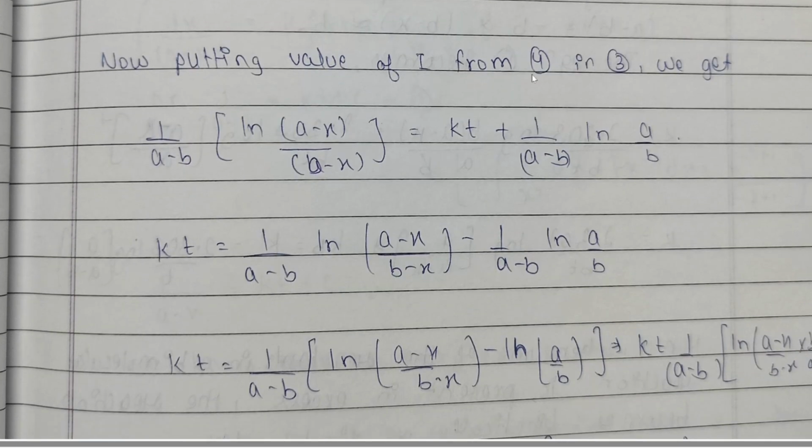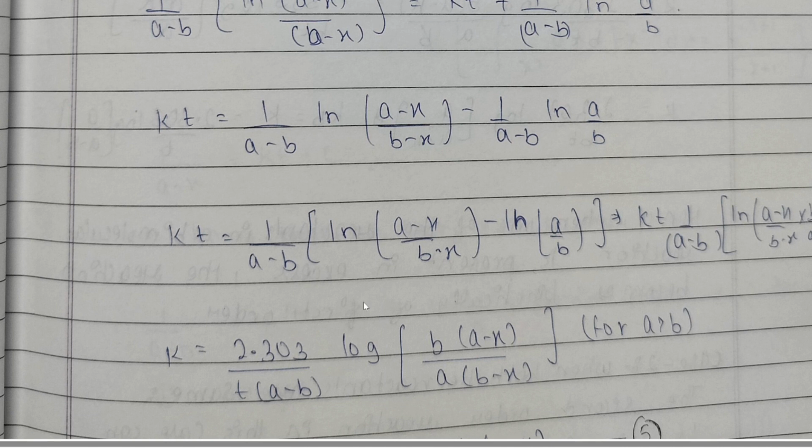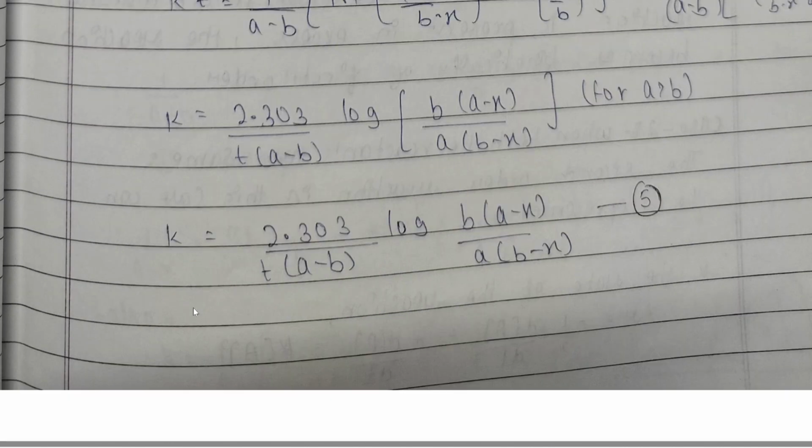Value of I in equation 3: 1 by (A minus B) log natural (A minus x) upon (B minus x) is equal to Kt plus 1 by (A minus B) log natural A by B. We take this opposite side: Kt is equal to 1 by (A minus B) log natural (A minus x) on (B minus x) minus 1 by (A minus B) log natural A by B. We take 1 by (A minus B) common, then this is formed and the final result comes down to this.